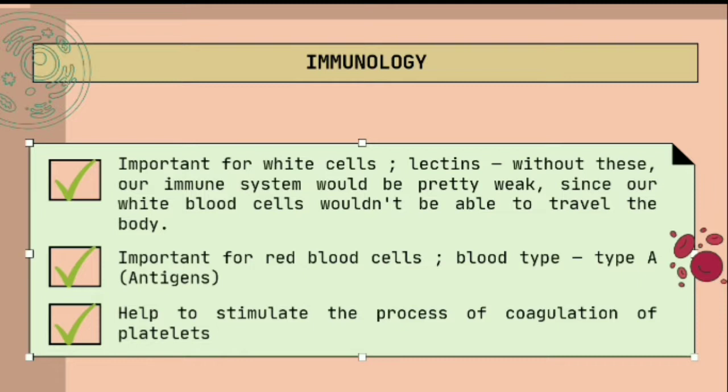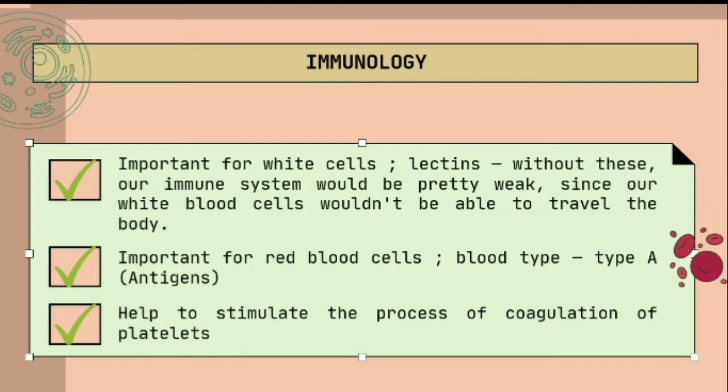Apart from that, glycoproteins are also important for red blood cells, specifically the blood type, because the blood type determines the type of glycoprotein that is present on our red blood cells. That is why if you are a person who has type A blood, you have A antigens or A glycoproteins on your red blood cells, which helps the body to identify that your blood is part of you and tells it not to attack you.